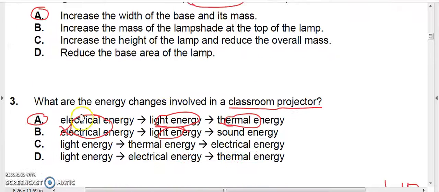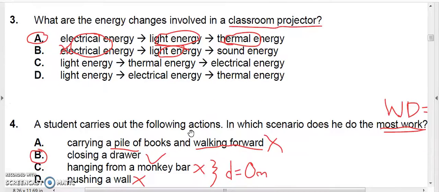Question 3. Okay, what are the energy changes involved in a classroom projector? So a classroom projector always starts with electrical energy and ends with light, right? So after we see light, which is what you're seeing on the screen right now, one of the byproducts is also mainly thermal energy. Do you hear a lot of sound energy coming out from the projector? I don't think so, right? So even if there is, it is minimal, okay? Thermal will be the main one, because it's probably quite hot if you were to put your hands near either the light or the projector.